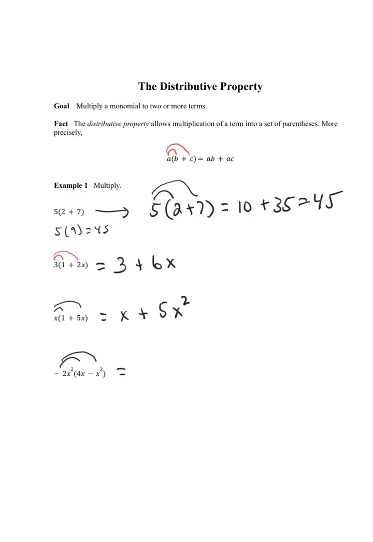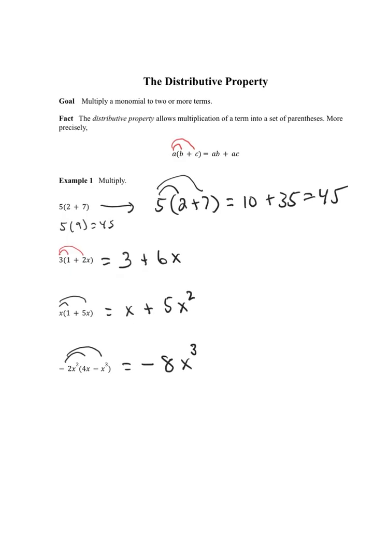All right, and this one, even a little bit more going on. Negative 2x squared times 4x would be negative 8x to the, what power you think? X squared times x. Well, that would increase the exponent to a 3. And then the next one would be negative 2x squared times negative x cubed. So that would be plus 2x to the 5th.